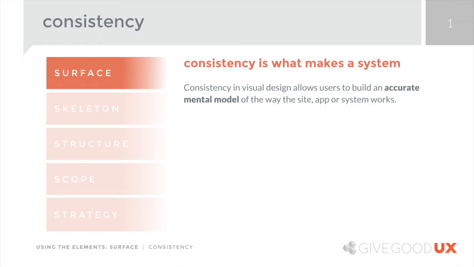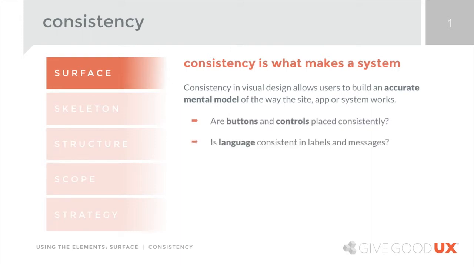The way you evaluate consistency is by asking some important questions, such as, are buttons and controls placed consistently? Is language consistent in labels and messages? Are we using full words or are we using cryptic abbreviations that only people inside our organization will understand? Acronyms especially fall into this category because it's really easy and really tempting to use all these terms that are very familiar to us, but you don't realize that most people have no idea what all those series of capital letters mean. So language has to be clear and consistent.